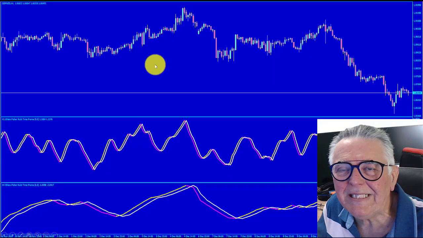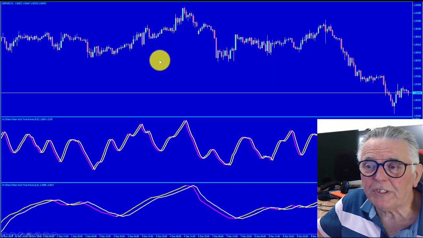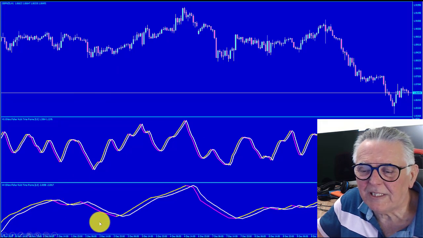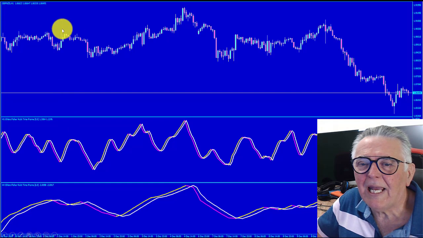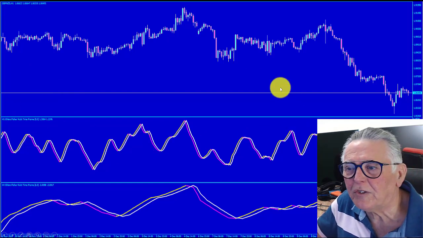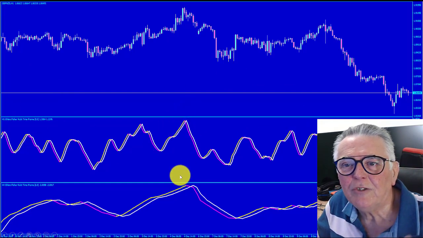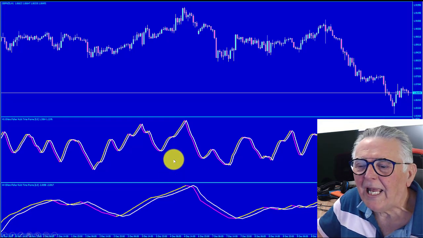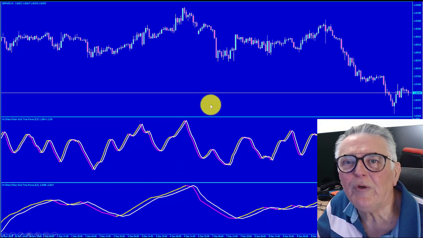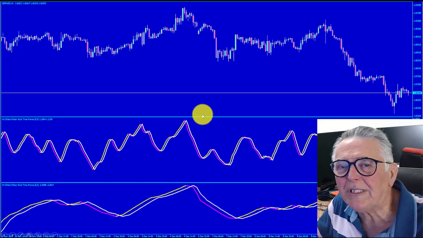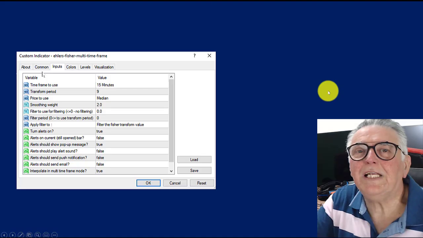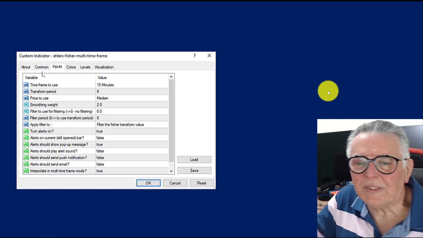And this is the multi-time frame version of the Ehlers Fisher indicator, and as you can see there are two time frames here, the 4 hour and the 1 hour, and this is what it looks like on the chart. Obviously you can change the color schemes to meet your preferences, and I'm going to show you a number of ways that you can make quite a bit of money out of using this particular indicator. So firstly, let's have a look at the inputs into this indicator.